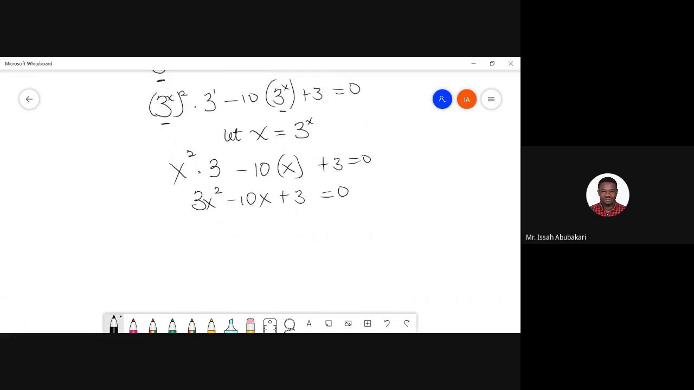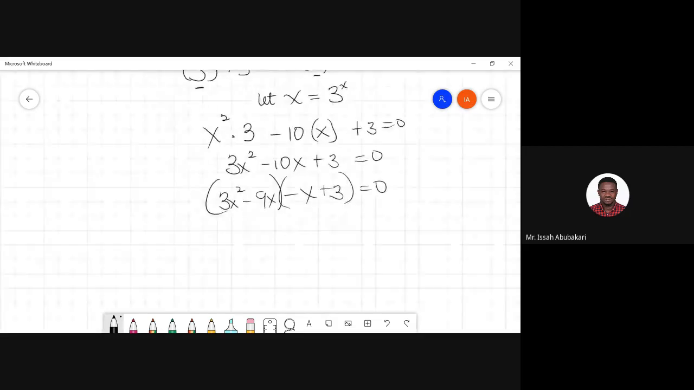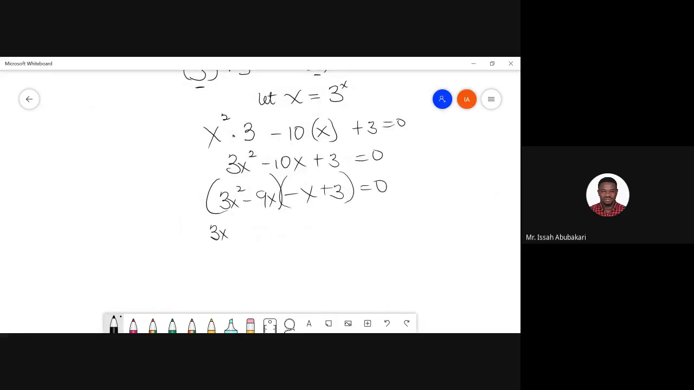Now, two numbers, when we multiply, we get 9, but when we add, we get minus 10. We can go with minus 9 and minus 1. So at the end, we are going to have 3x squared minus 9x minus 1x plus 3 should be equal to 0. So let's group and factorize. With the factorization, 3x out, and we get x minus 3. With this side, we have minus 1 out, x minus 3 should be equal to 0.